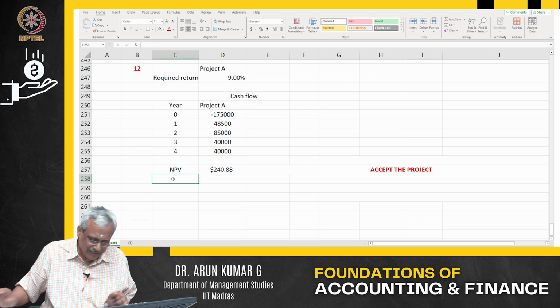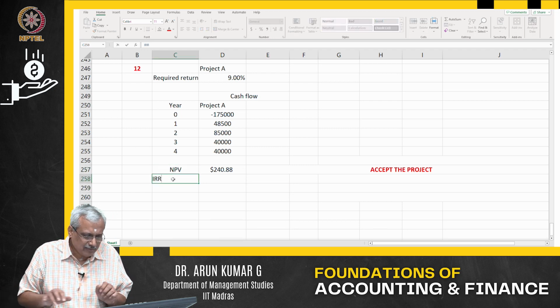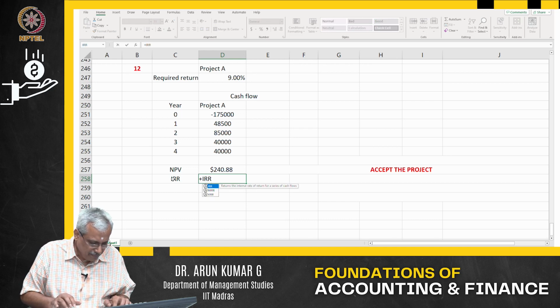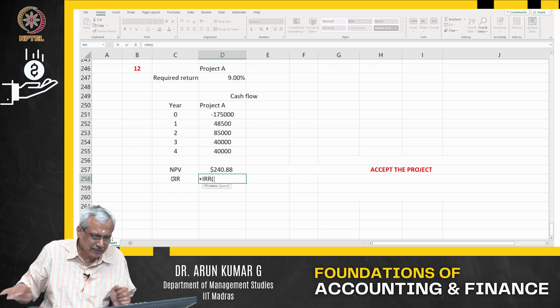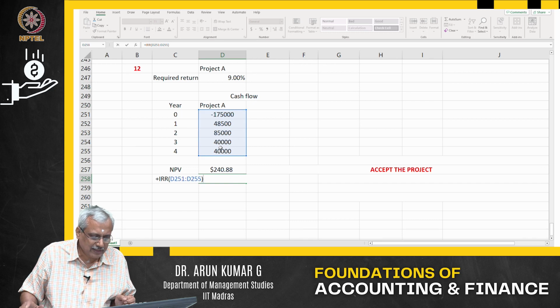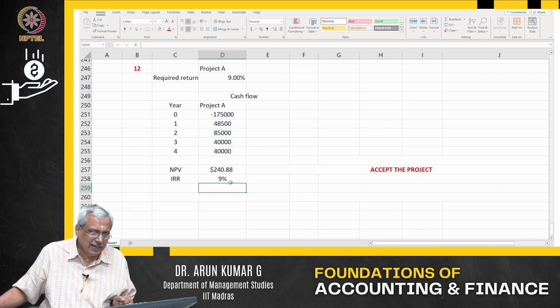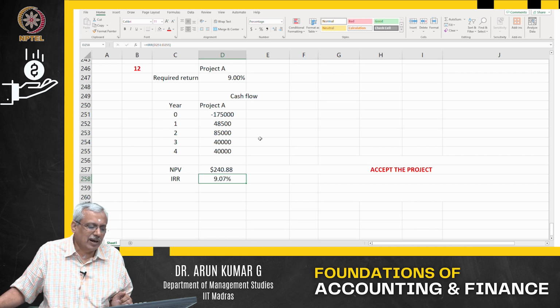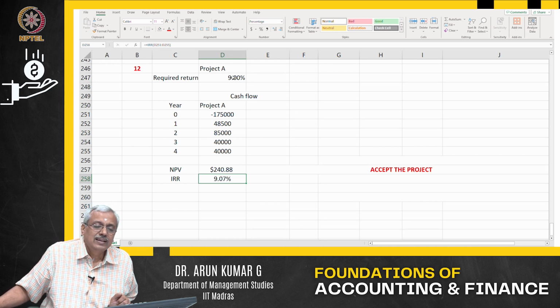Next I will go for something called IRR. What is the IRR for this project? Again, IRR. This is just the cash flows out there, this is the IRR for the project. IRR is at 9% in this particular case, 9.07%.